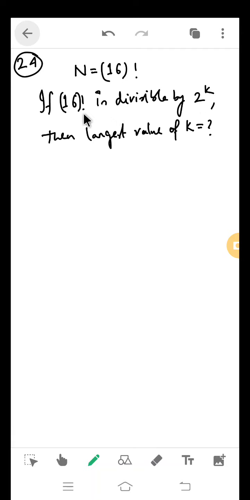तो देखो ये 16 फैक्टोरियल 2 टू पावर k से कैसे डिवाइड होने के लिए हमको देखना होगा कि इन 16 फैक्टोरियल में how many 2 you will get there. जितना 2 हमको मिलेगा that will be the power of 2 and that will be the value of k, highest value of k. तो अभी हमको निकालना है कि 16 फैक्टोरियल में कितना 2 हमको मिल सकता है. If you write 16 factorial in prime factors, that you have to find out.